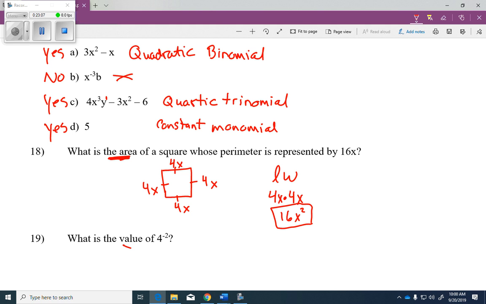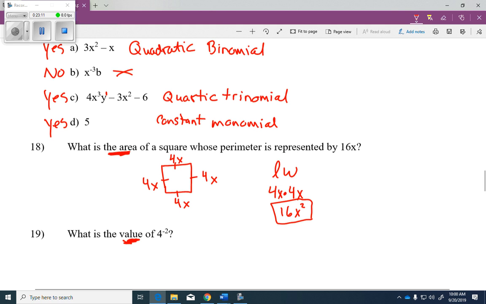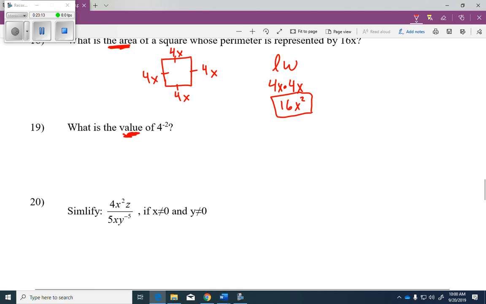The value of 4 to the negative second power. Remember, negative exponents are not negative numbers. Negative exponents are the reciprocal of the positive. This is 1 over 4 to the second. That's not the value yet, though, because it's written in exponential notation. So really, I have to evaluate this to get 1 over 16 for my final answer.